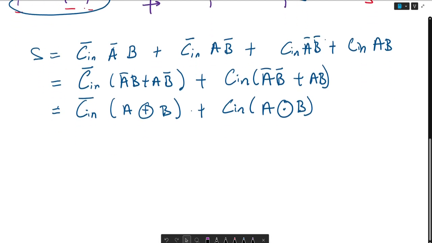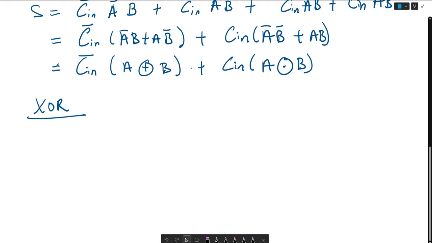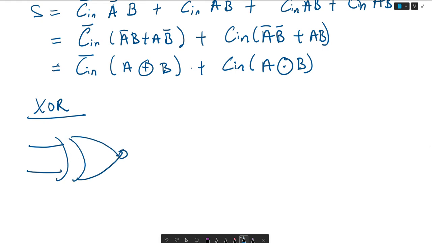And just as a side note, to understand the XOR gate, which was talked about in the previous video, again, please make sure to check that out. The gate symbol looks like this. Where this is A, plus with a circle, B. Inputs are A and B.